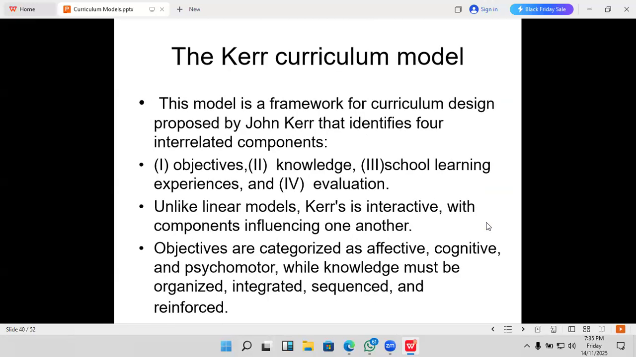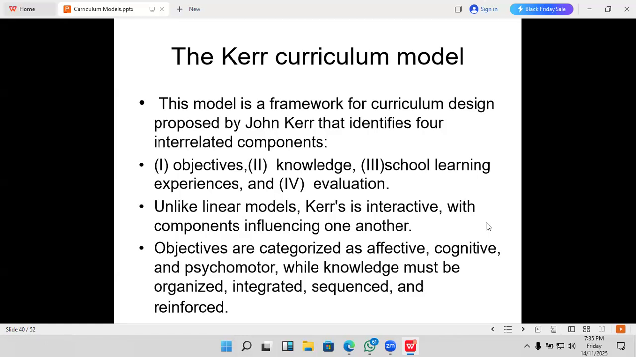Okay. Yesterday we discussed three curriculum models. Today we can see one or two more. We have only 11 slides here. After that we can go to a new topic, that is types of curriculum.